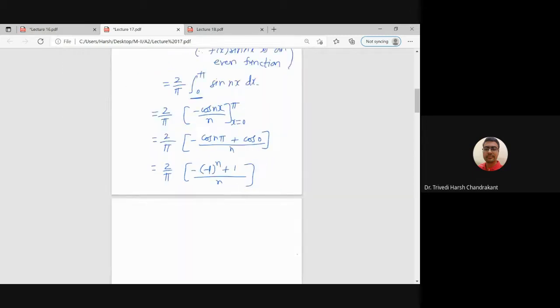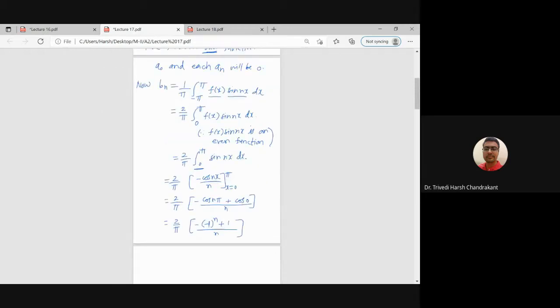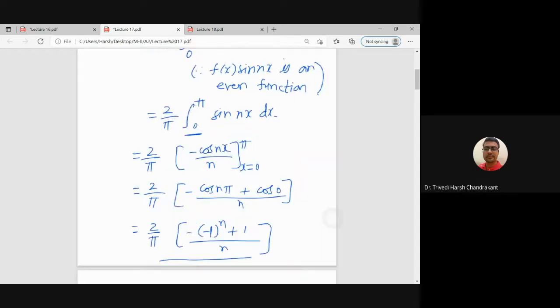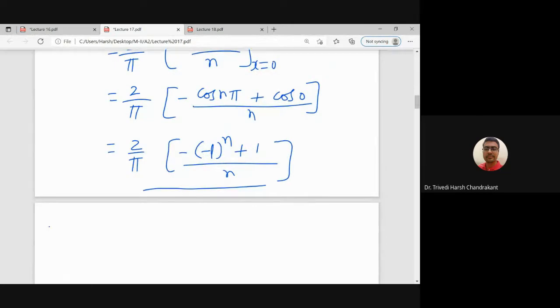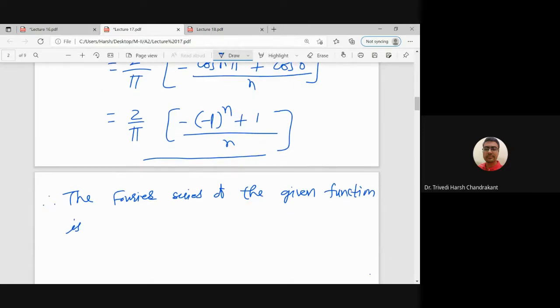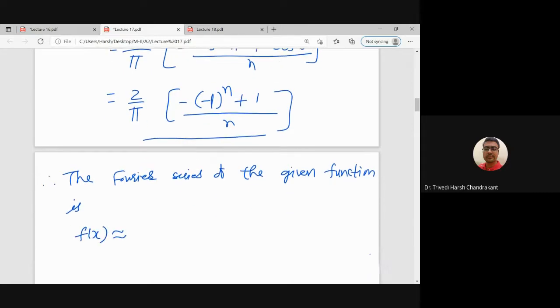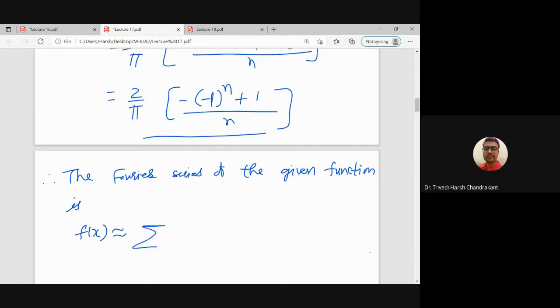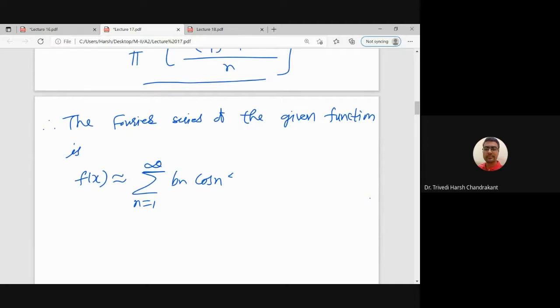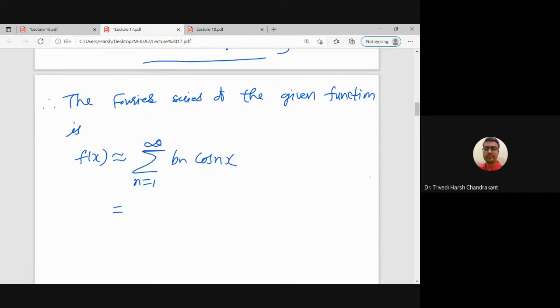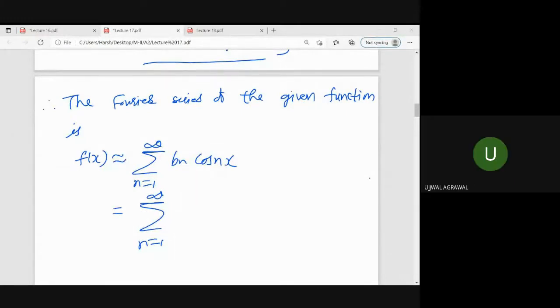Yeah, so we got our bn in terms of n. So let us write down the Fourier series now. Therefore the Fourier series of the given function f(x) is represented as, since a0 and an are 0, we will get only the bn part, and we have already found what bn is. Let us substitute that. So what shall we get? We get the sum from n equals 1 to infinity of bn sin nx.